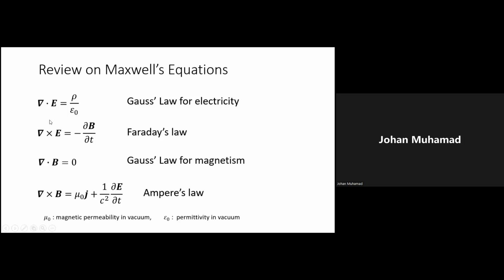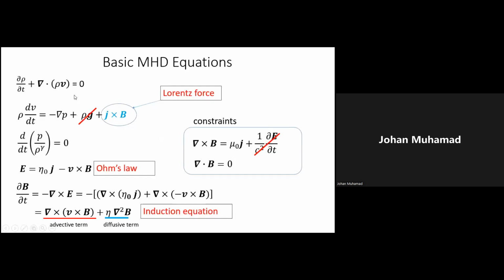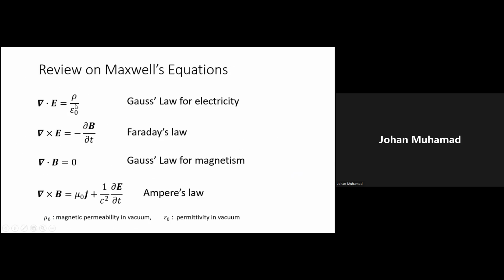Well, actually, this one we will not use in the first equation. Divergence E equals rho over epsilon. We will not use this in a plasma, because plasma is quasi-neutral, or we can say plasma is just neutral. So we don't have a charged particle imbalance macroscopically. So we will omit this first equation, or Gauss's law for electricity.